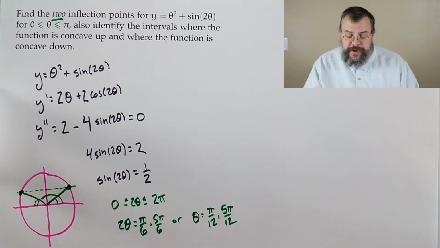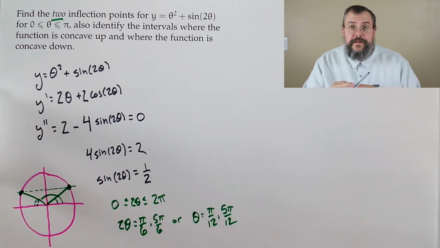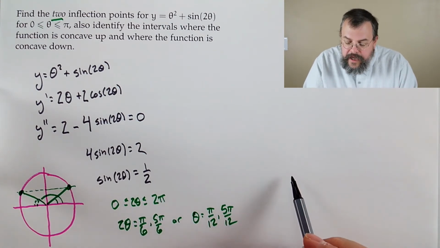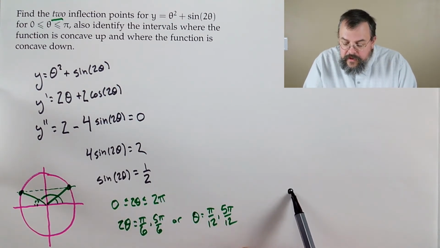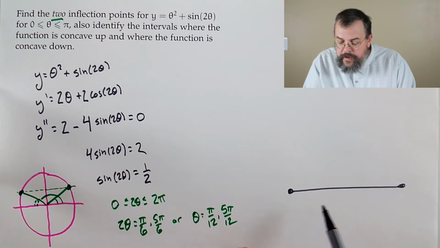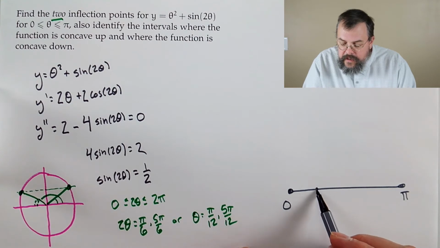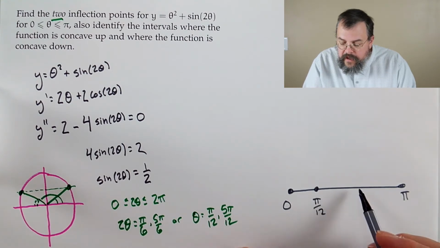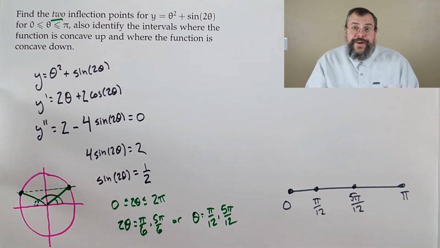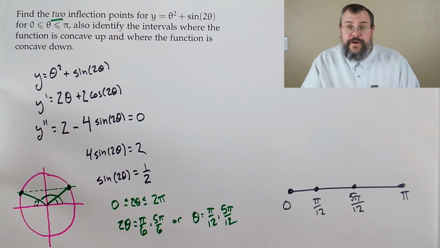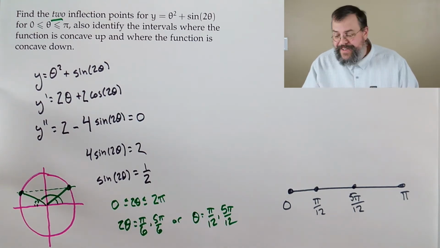We've identified our points. So the next thing to do is to draw our line, which represents our domain. Here, it actually has endpoints. So we have an angle 0 and pi, and then we found pi over 12 and 5 pi over 12. All right, so now we have two candidates. Well, we said there were going to be two inflection points, so they had better be the inflection points.